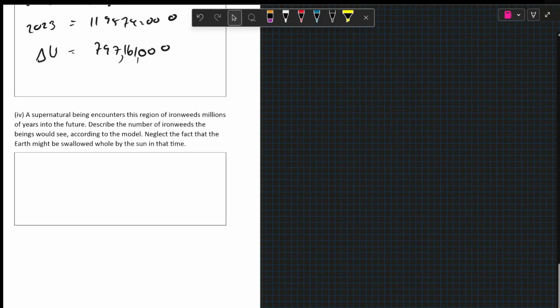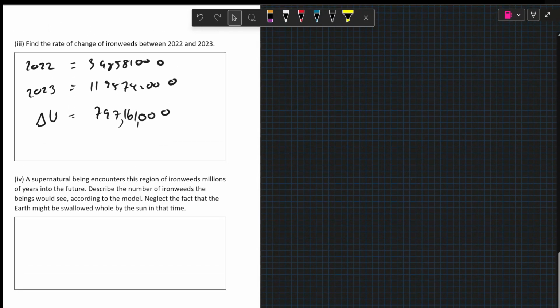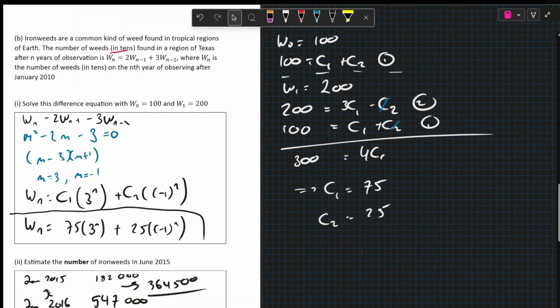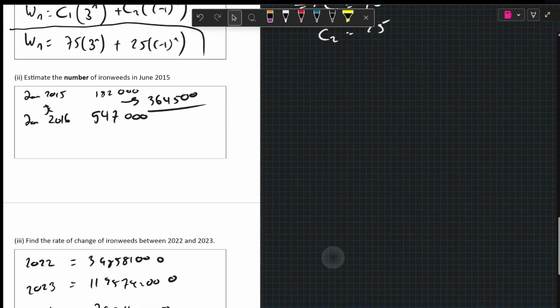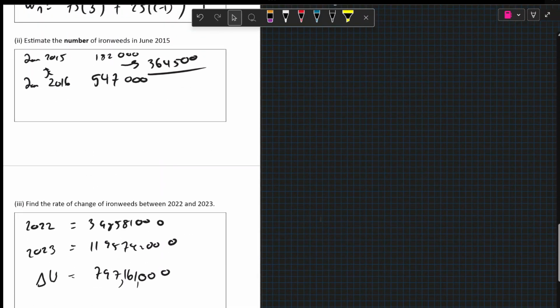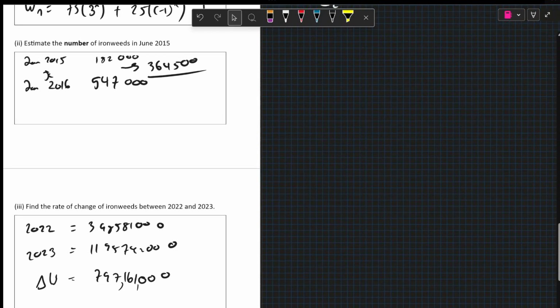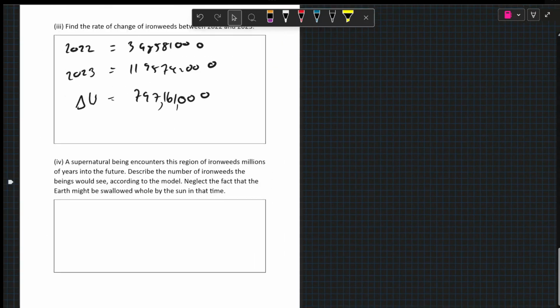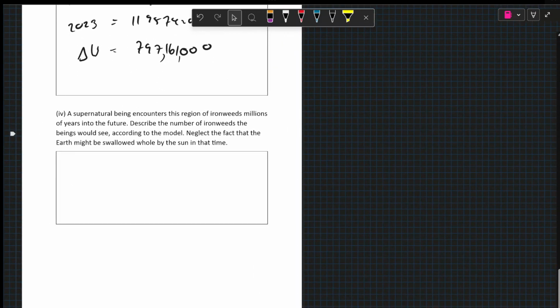A supernatural being encounters this region of ironweeds millions of years in the future. Describe the number of ironweeds the beings might see. Neglect the fact that the Earth might be swallowed by the sun in this time. Well, we can see that the 3 to the n will definitely outpace the negative 1 to the n because it will only tick down by 25 every odd year. So what we can say is that the ironweeds tend towards infinity.